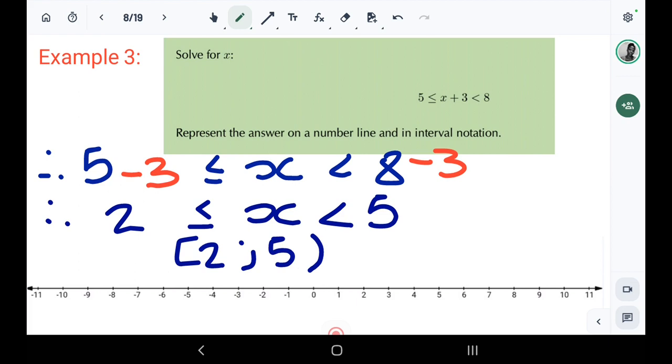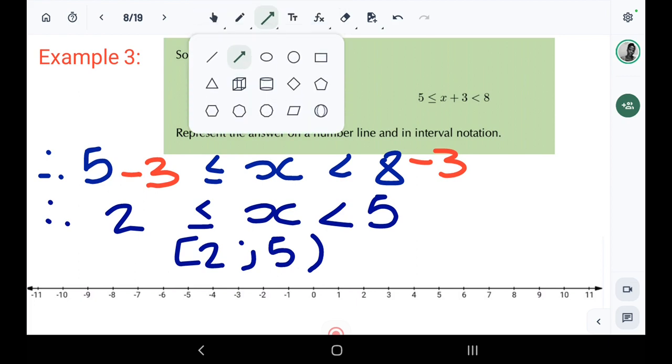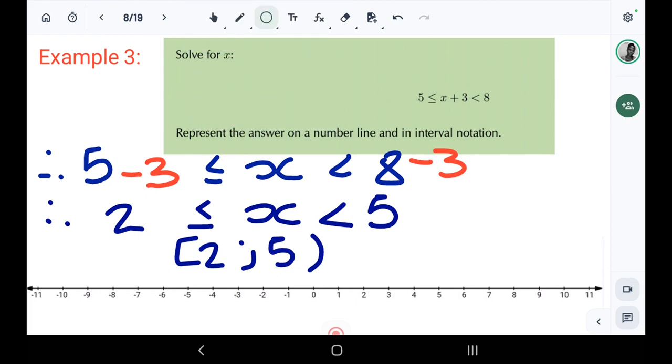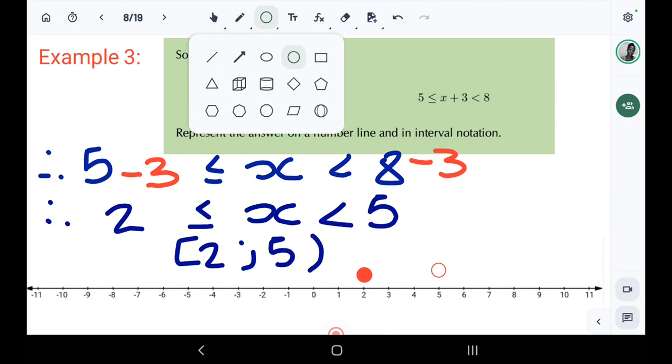Now, how do we represent this on a number line? Easy peasy. The one with less than or equal to has a solid dot, and the other one that does not have an equal to sign, but just less than, has a hollow dot. So you go hollow dot on 5 and solid dot on 2, and you join the 2.